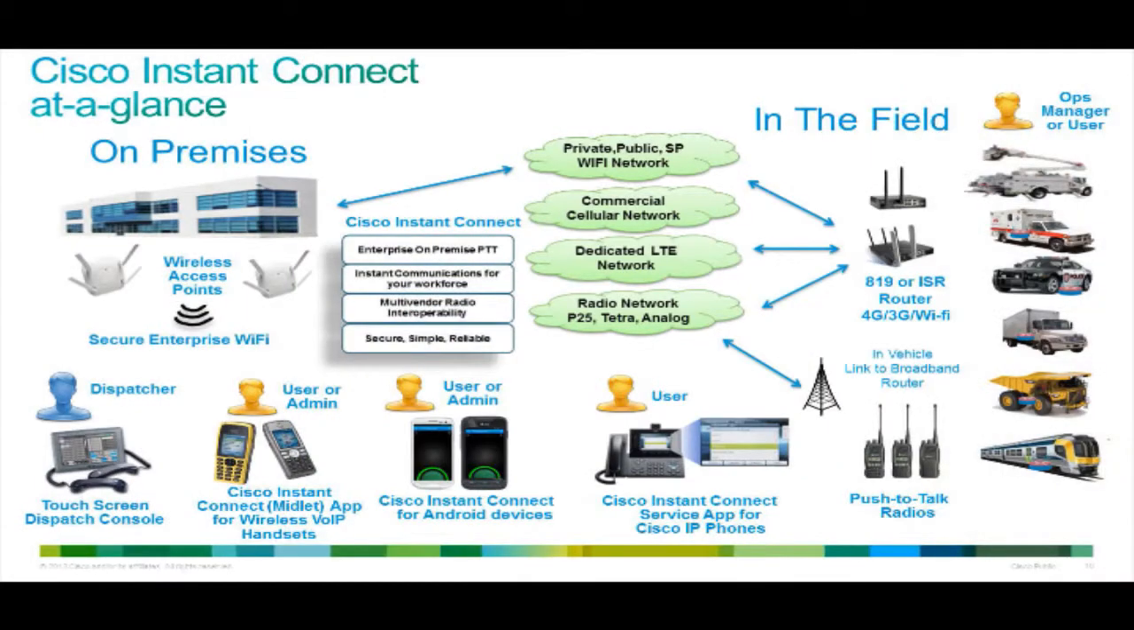From a different user group perspective, you have dispatchers who need to talk to a lot of things at the same time. You have your Wi-Fi network in your building. You have different wireless phone users. You can have Android, wired phone users, two-way radios, and then different groups. You can segment amongst many groups within the same company. So that's Cisco Instant Connect at a glance, or an architecture.